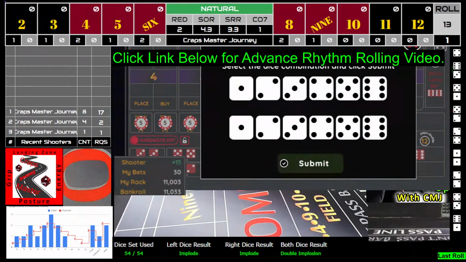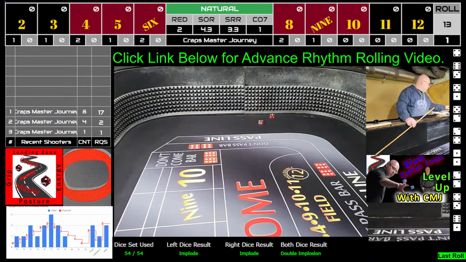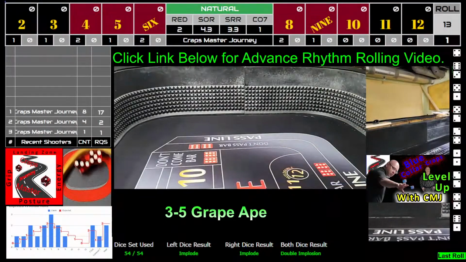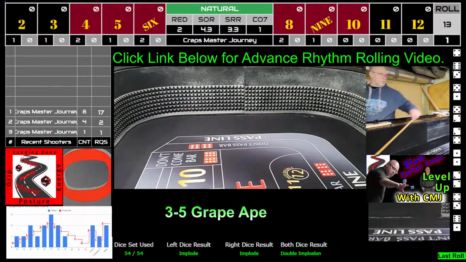Just put apart a little bit when you up at fingers. And we got, oops, I'm sorry, I forgot to get off the screen. 3-5-8, the grape ape. So let's mark that point of 8. 5-4-2-3, we got 3-5-8 results.